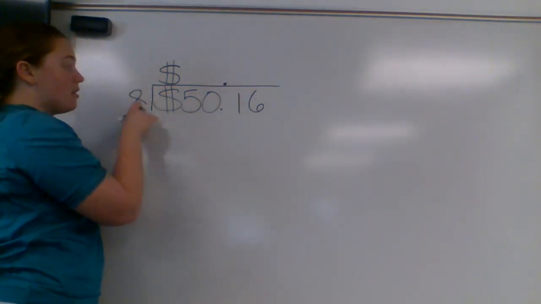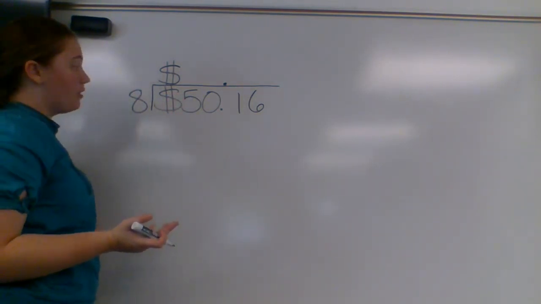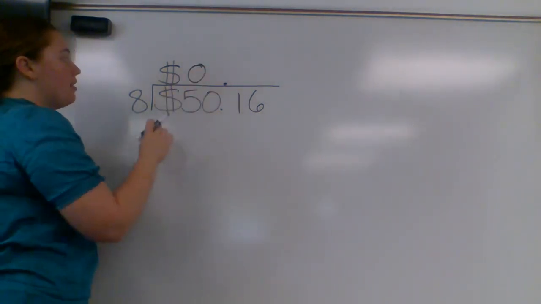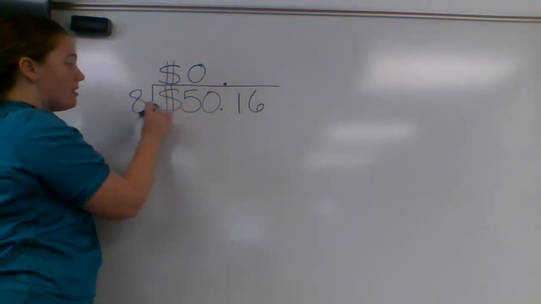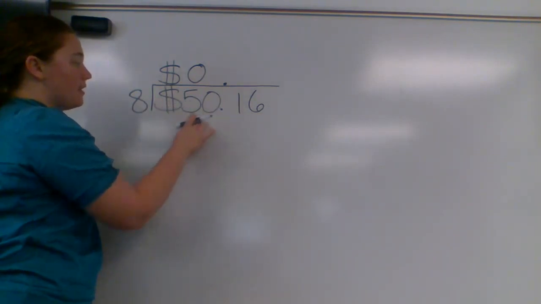Now we have 8 going into 5. How many times will 8 go into 5? Right, just 0. It won't go into 5 at all. So we're going to put 0 right there. And since we have 0 up here, we can go ahead and use our shortcut. So we're going to go 8 into 50. How many times will 8 go into 50?